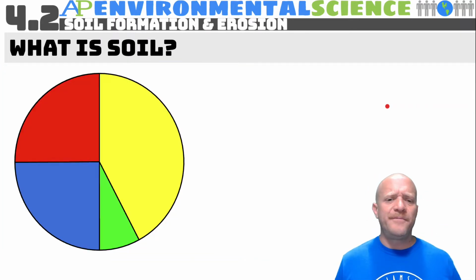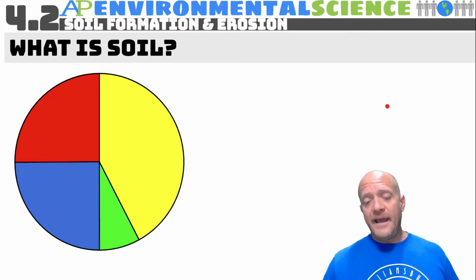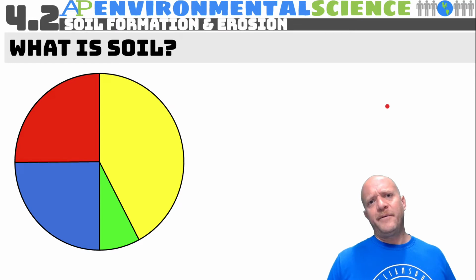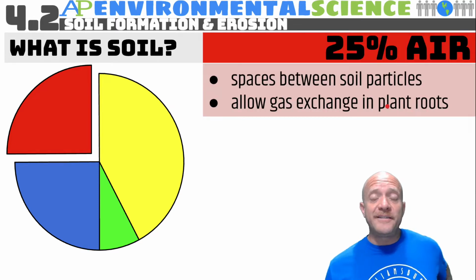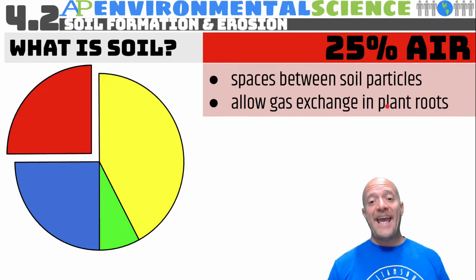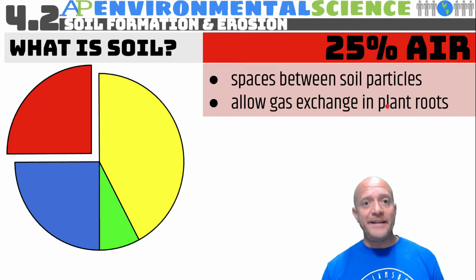So what is soil? Soil is basically composed of 4 different components, and some of them you might be familiar with, some of them you might be like, really, that's in soil? The first one, soil is actually 25% air, and this is literally the spaces between the soil particles, and it allows for gas exchange in the plant's roots.